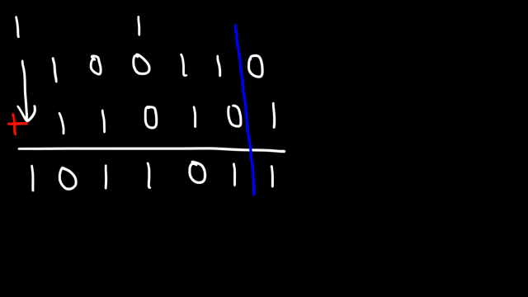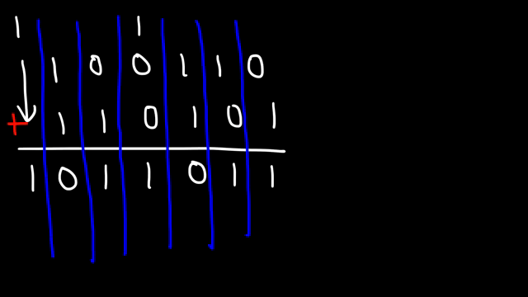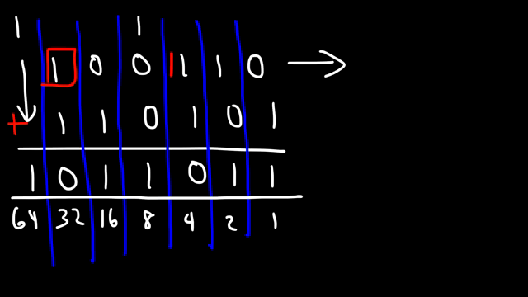So now let's confirm our answer. But let's separate everything into columns, just like we did before. So this is going to be 1, 2, 4, 8, 16, 32, and 64. So let's get the decimal equivalent of the first number. So we have a 32 plus a 4 plus a 2. 32 plus 4 is 36, plus 2, that's 38.